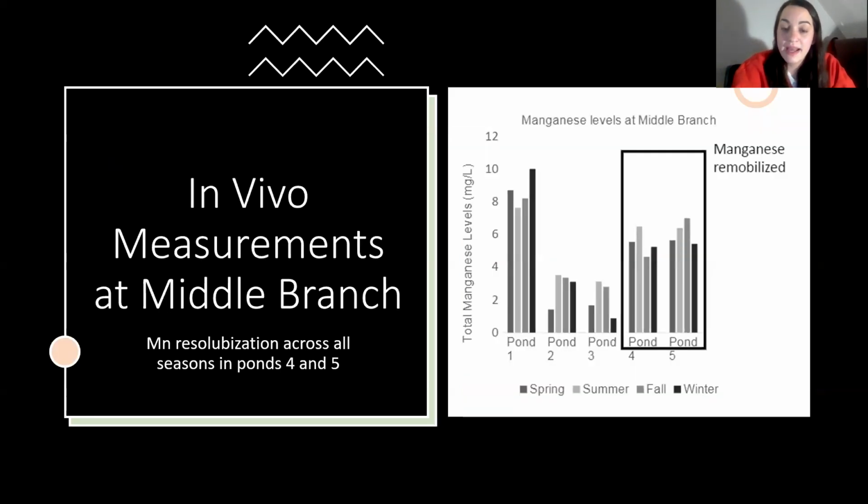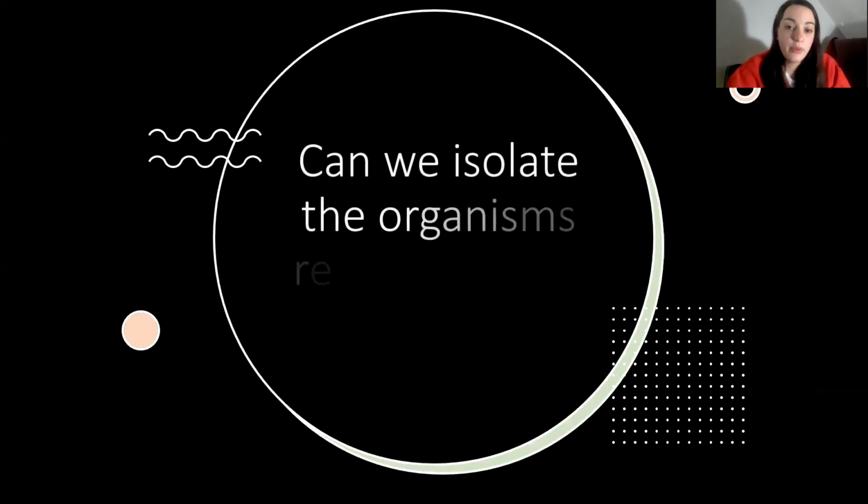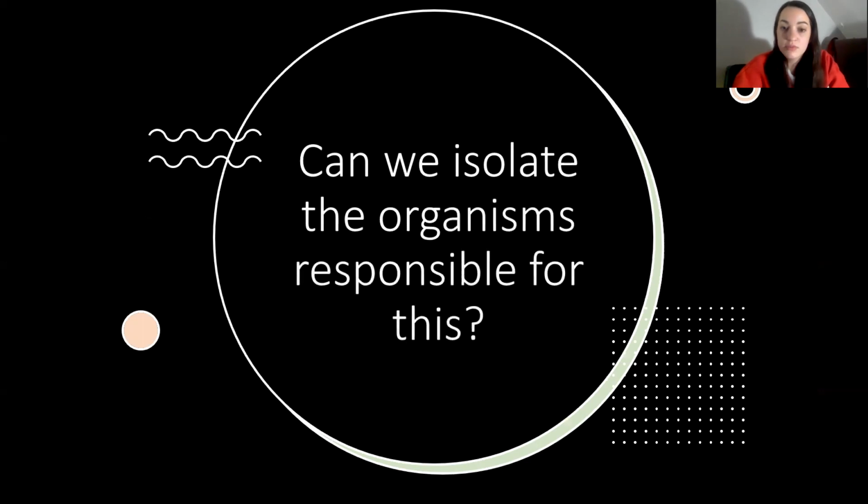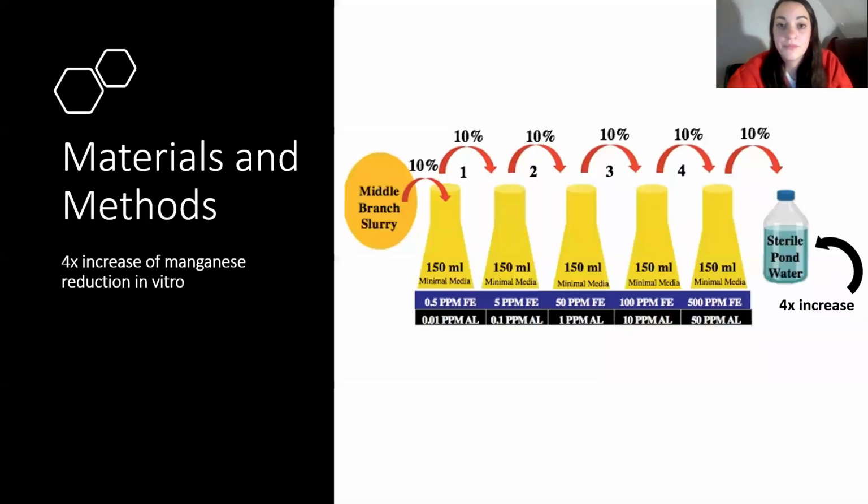So when we tested the manganese levels across all of the ponds, across all seasons, we saw that ponds 1, 2, and 3 look like they're doing their job. However, we see that spike in ponds 4 and 5 across all of the seasons, leading us to believe this is a biotic feature that is causing this problem. So can we isolate the organisms that are responsible for this manganese resolubilization at Middle Branch?